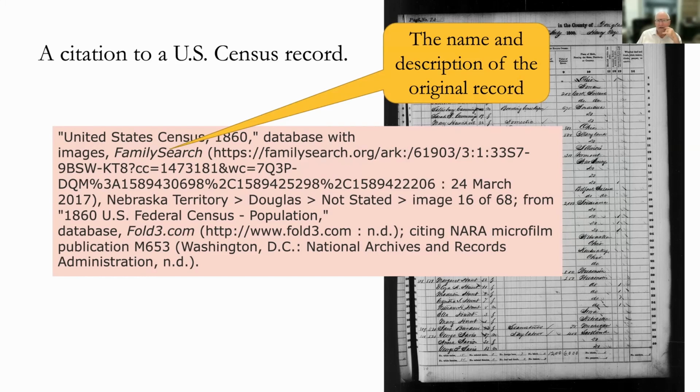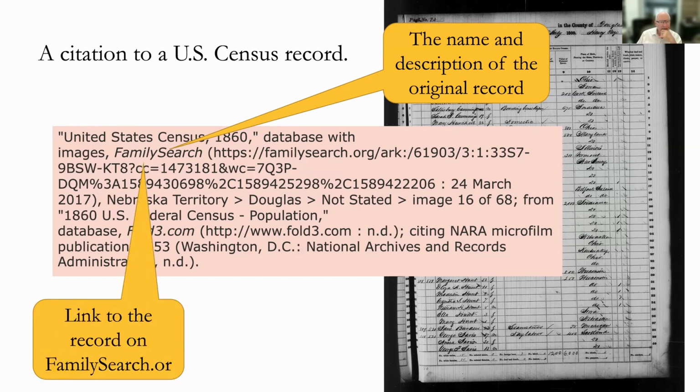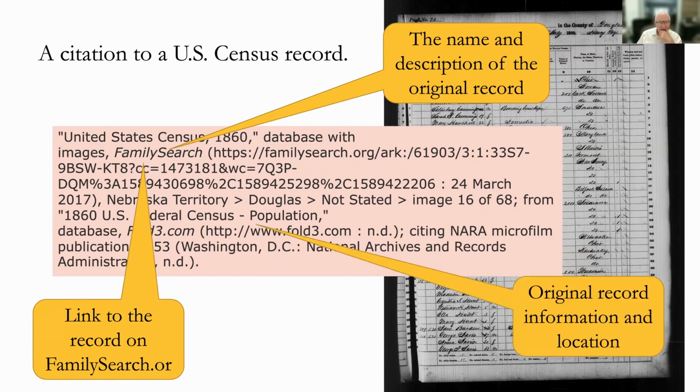First of all, this is the name and the description of the original record. It's the United States Census 1860 database with images, FamilySearch. This is the familysearch.org link that's right next to it, HTTPS. This is the original information and location. Now, down below, it looks like it's being repeated, 1860 U.S. Federal Census Population Database, and then it has it on Fold3 with no date, citing NARA microfilm publication in Washington, D.C., National Archives.